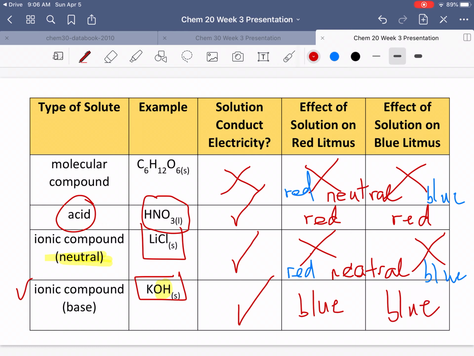And there you have it, guys, a summary of our 3 different types of solutions. Dealing with separation of molecular compounds, dissociation of ionic compounds, which includes bases, and ionization of acids.